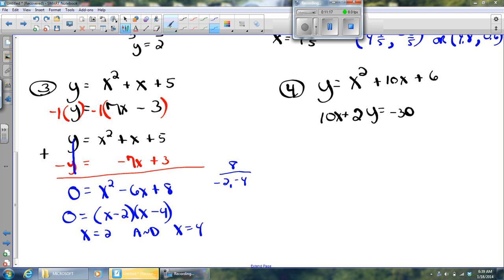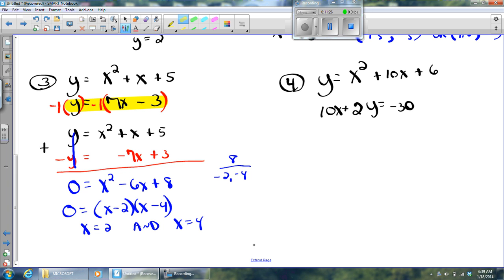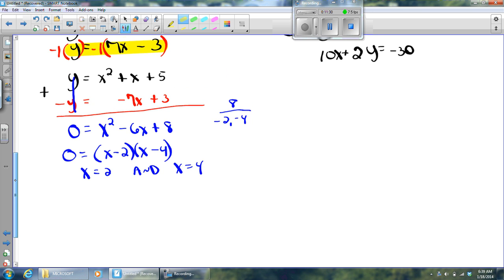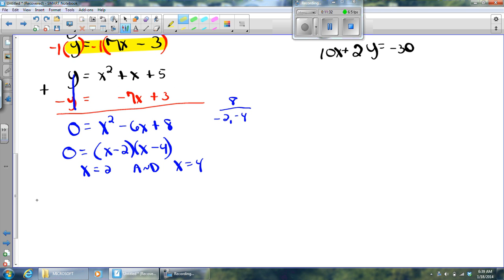Now, I think to get my y variable, the easiest equation is going to be this original one because y is alone, and there's not that many computations involved. So what is it? Y equals 7x minus 3. So for 2, I'm going to write y, let's get in pen mode. So I'm going to write y equals 7 times 2 minus 3. And then the other one will be y equals 7 times 4 minus 3.